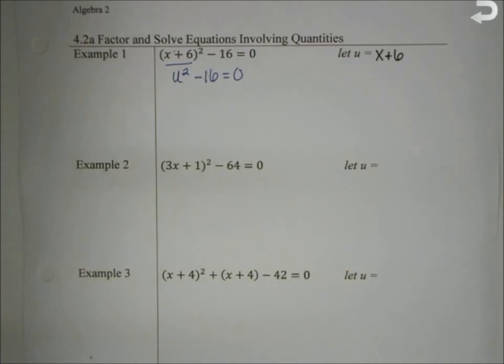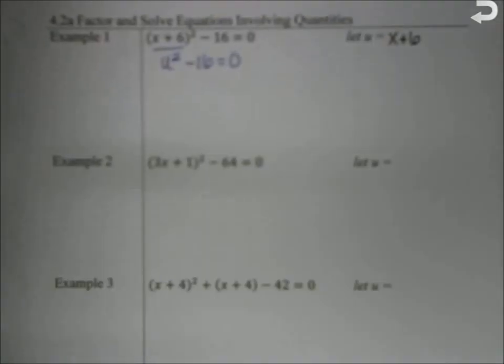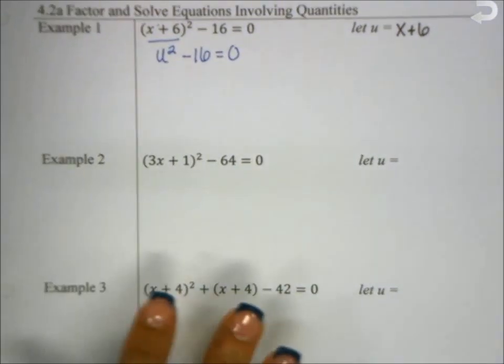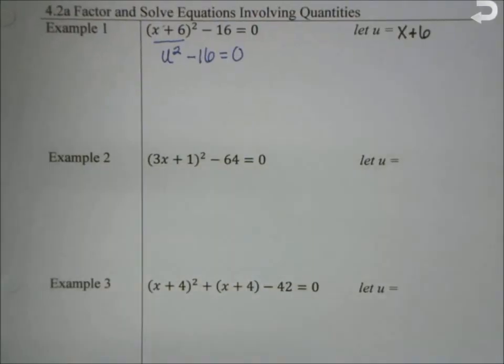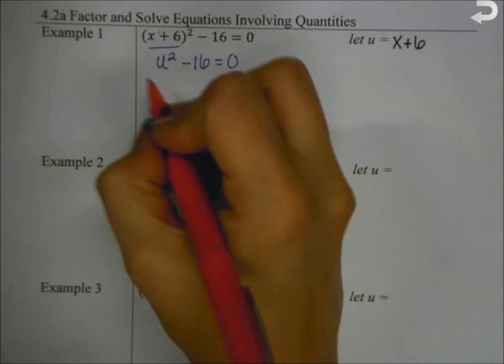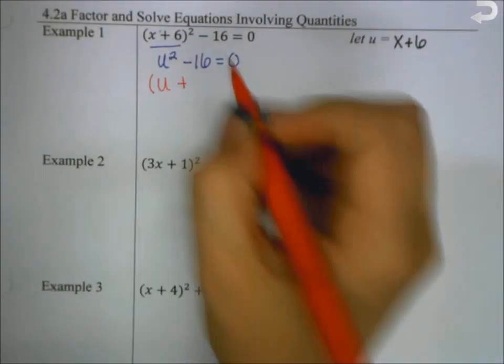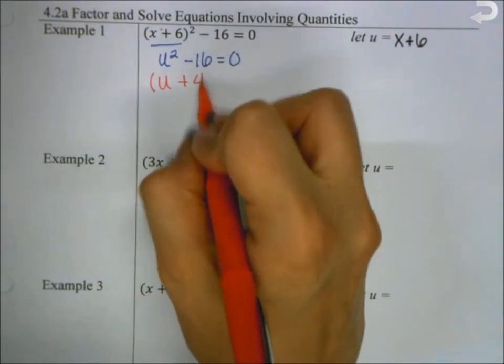So now I want to factor this guy. This is a difference of two squares. So what do I have? I have u plus 4 times u minus 4. All of that equals 0.